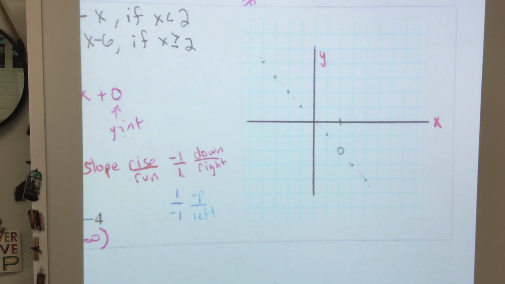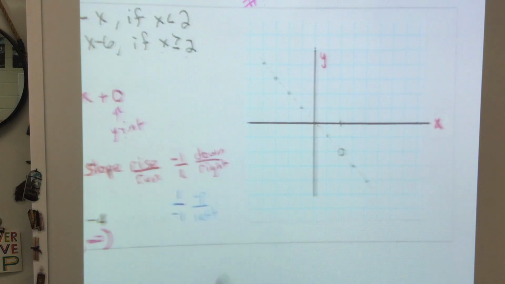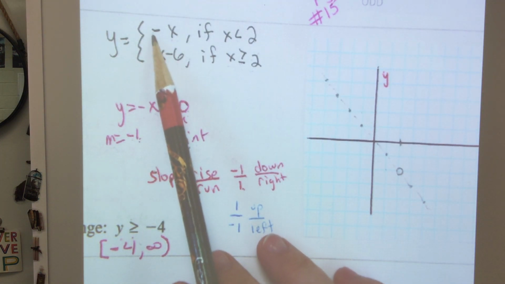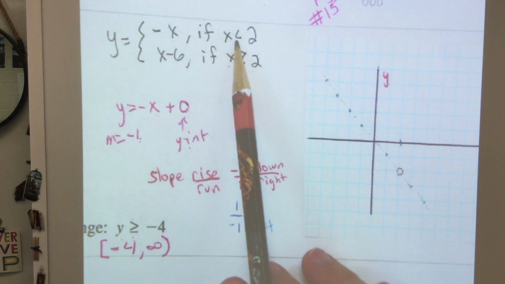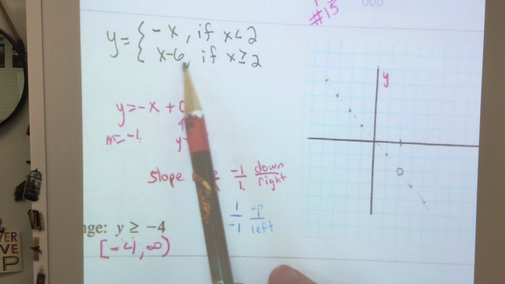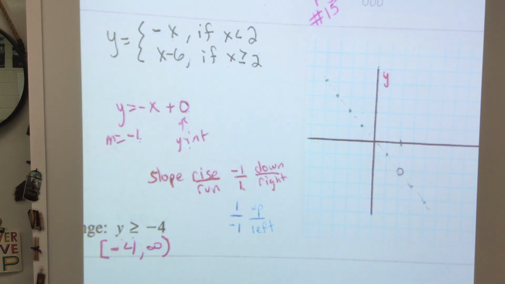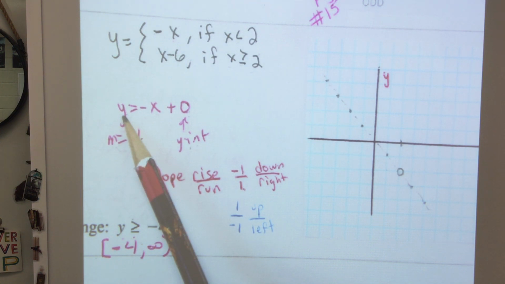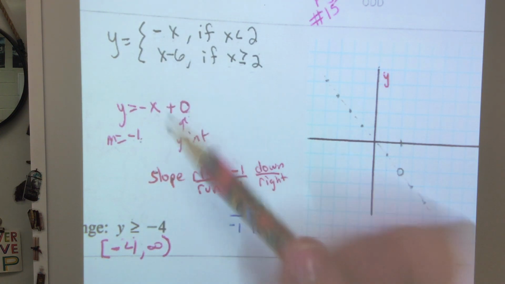Okay, I decided to start my video over, so I already have some things up here, and let me explain what I have done so far. So far we have the problem y equals either the linear equation negative x if x is less than 2, or x minus 6 if x is greater than 2. And earlier today in one of my classes I had written the first equation.